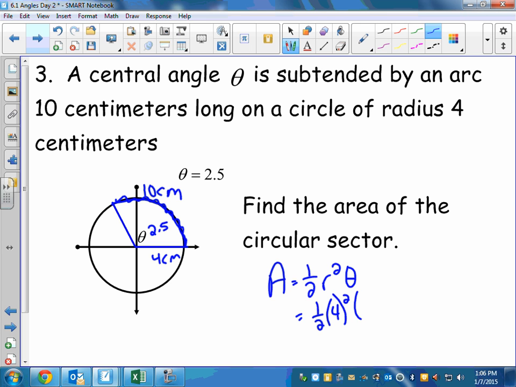And theta is already in radians, so you're really just plugging that in. So the radius is 4, my theta is 2.5. Sorry, I'm just checking my formula here really quick.